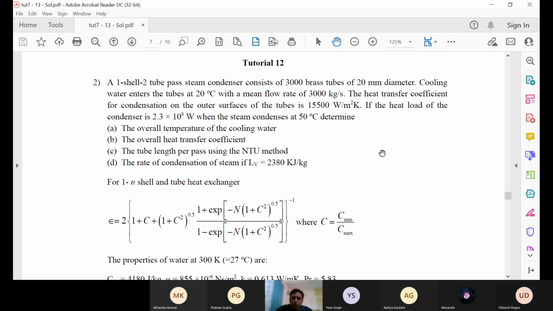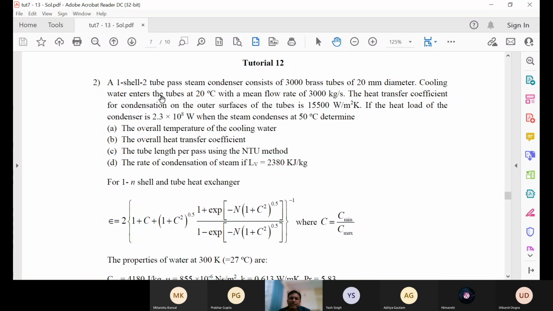Okay, so now in tutorial 12, what has been asked? One shell and tube heat exchanger is there. So there is one shell pass and two tube side passes in the shell and tube heat exchanger. Steam condenser consists of 3000 brass tubes. So there are a total of 3000 brass tubes. Again here you can see that one of the fluids is steam which is condensing. So saturated steam is there. And the diameter of the tube is 20 mm.